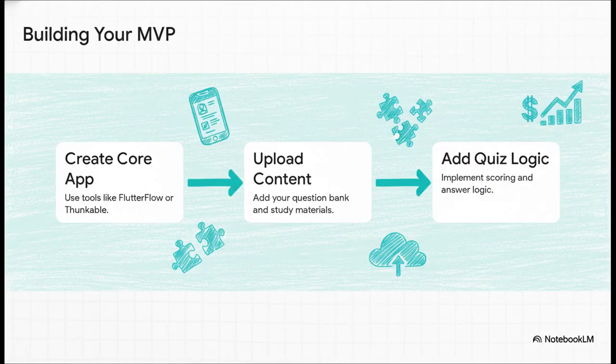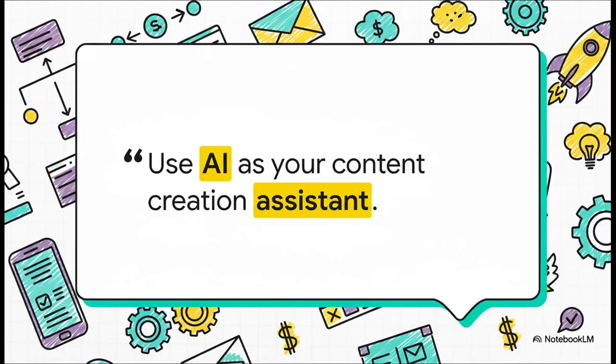So building that MVP really just breaks down into 3 main steps. First, you're going to use a no-code platform, something like Flutterflow or Thunkable, to visually drag and drop your app's framework together. Second, you upload all your content, the questions, the study materials, all that good stuff. And third, you set up the core logic, like how the quizzes are scored, using these really simple rule-based systems. No complex code needed. Let's be real, creating all that content can be the most boring, tedious part of this whole thing.